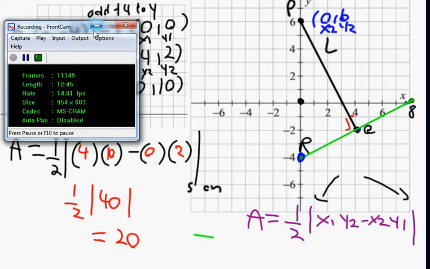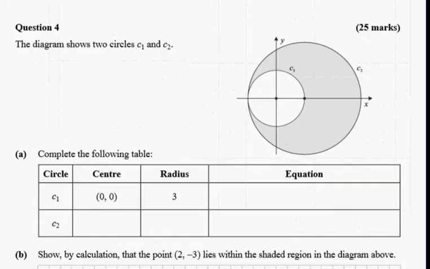Now, moving on. This one was reasonably easy, but it caused a lot of hassle, okay? The first thing I want you guys to know is that on page 18 or 19, there's a formula for circles. The formula for circles reads this.